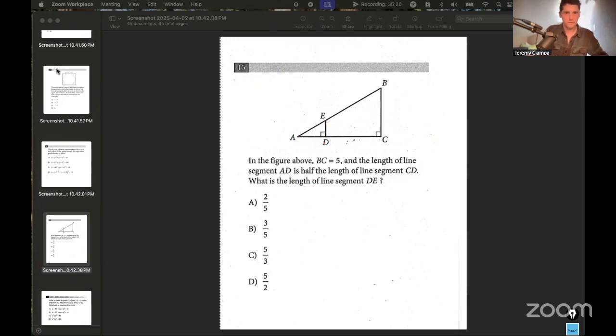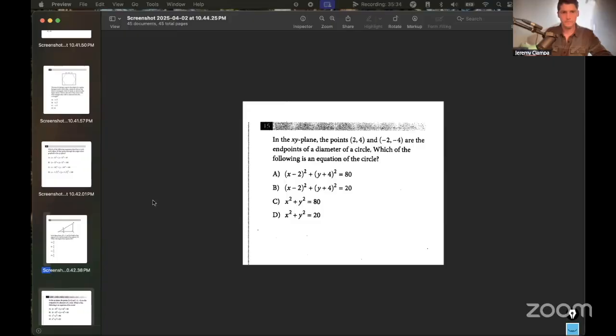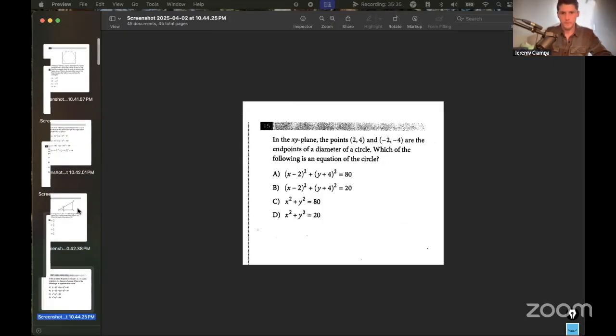Let's continue here. Another circle question. And in the case of this circle question, what I'd like to do, just 1 second.